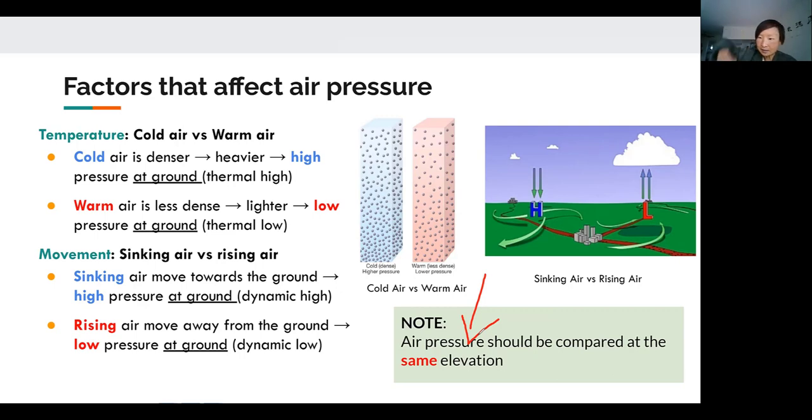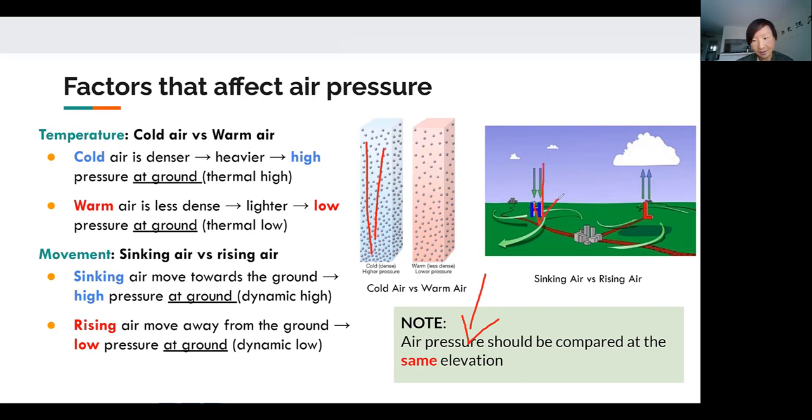Sinking air means descending air produces high pressure. Why? Because cold air is denser. Denser air is heavier, right? So because of the weight, it will give you a higher pressure. Makes sense.